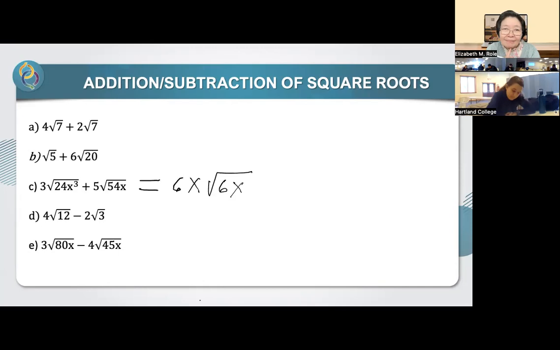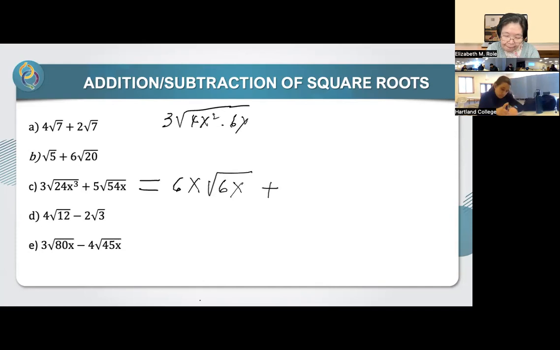Are you okay? Yes. Because you have written that as 3 the square root of 4x squared times 6x. The square root of 4x squared is 2x, multiplied by 3 is 6x.